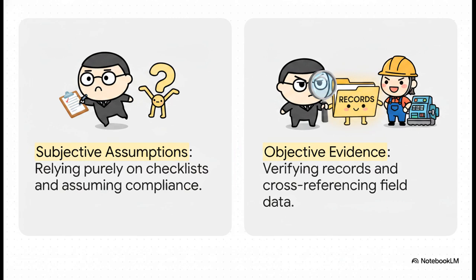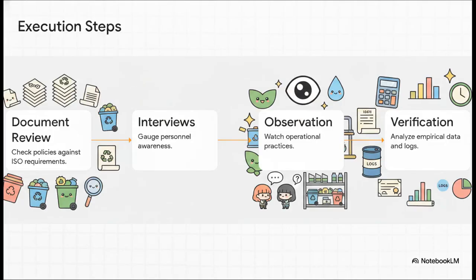That means the auditor doesn't just ask the question, they pull the actual training records, they cross-reference them with the specific people handling hazardous materials on the shop floor, and they verify that those employees actually understand the procedures. To stay completely impartial and objective, auditors really need to use a systematic 4-step methodology so that every single conclusion is backed by real data.